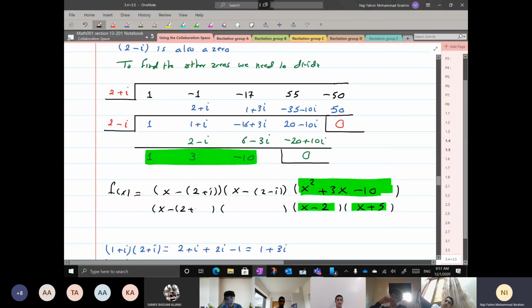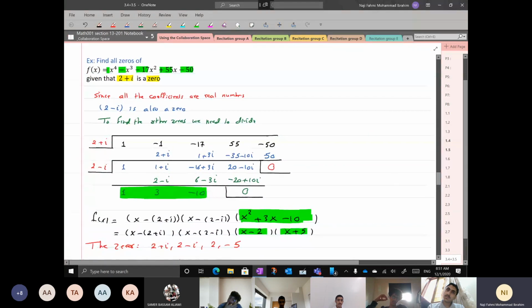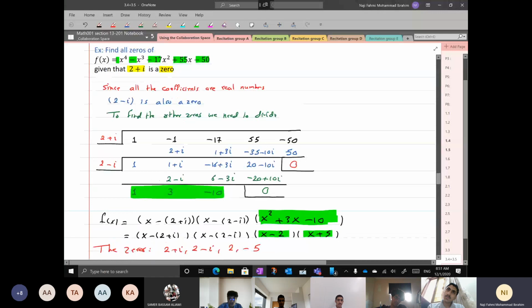So what are the zeros for this polynomial? We have 2 plus i, 2 minus i, 2 and negative 5. So how many zeros in total do we have? 4. Don't forget, what was the degree? 4. That's it.